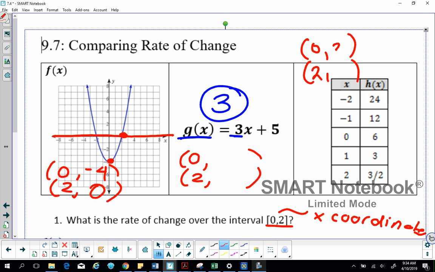So you label, and Damon and Tyreek already told us how to label it. And then we plug it in the slope formula.